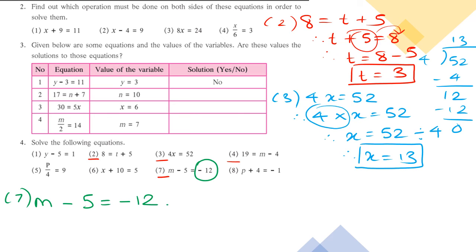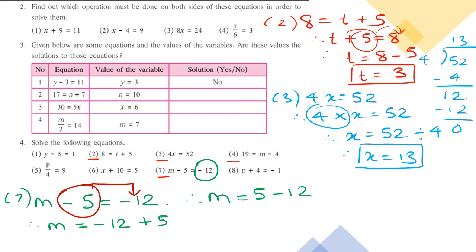So what you do, the same thing, make m alone. You see this 5 with a minus sign, take it to the other side. What will it become? Therefore, you can write m is equal to minus 12 plus 5. Minus 12 plus 5, right? You have seen this earlier as well. What you do, you write 5 minus 12. You can write it to be like that.